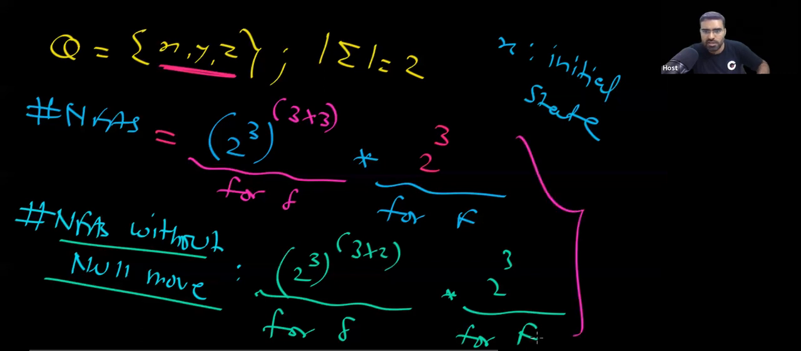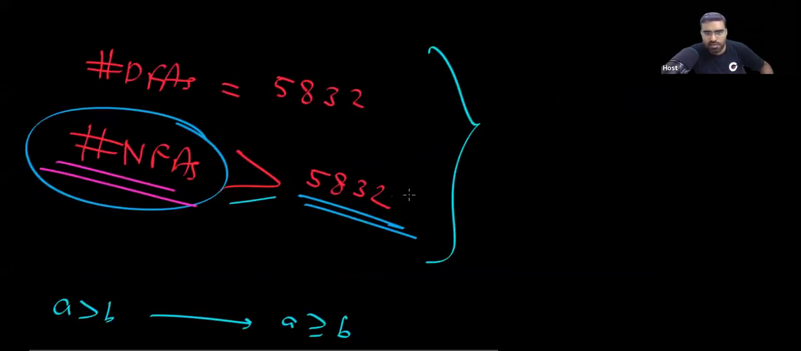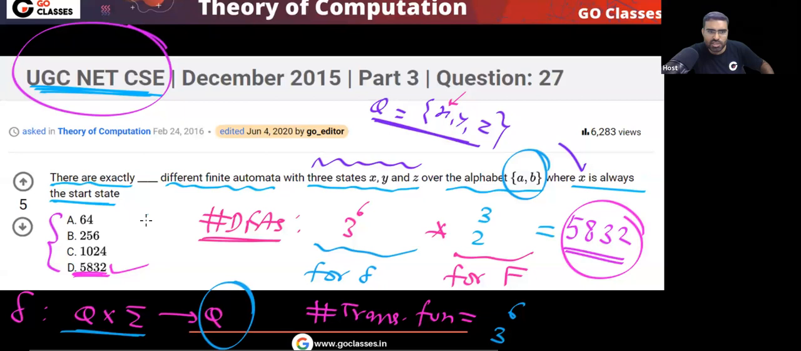So can you notice? Can you calculate? Number of NFAs will be much more than this. That will be a very big number. Okay. Much more than this number. So in this question, tell me what answer you will give. You can notice you will give this answer. Okay. Your answer will be option D.